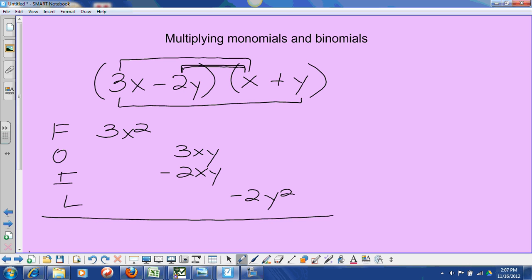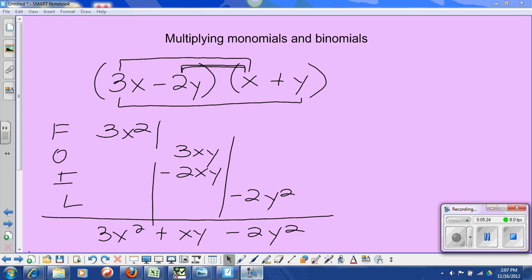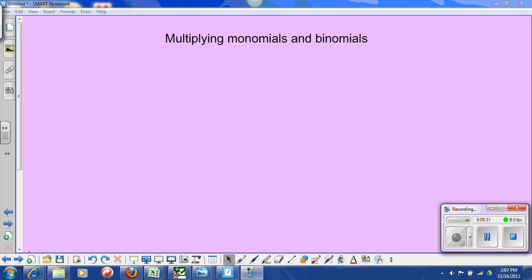Once again, let's total up our columns. That will give us 3x squared plus xy minus 2y squared. Give you a chance to look at that. If you follow the steps, it's actually very easy. Let's do one more, and this will be our last example of this, and I'm going to give you an example of how we use it in geometry.